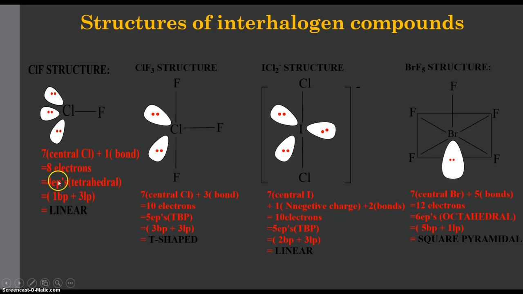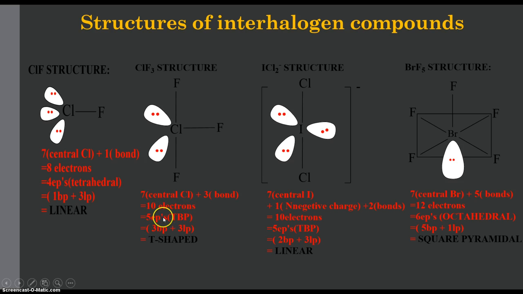That means 4 electron pairs means the structure should have been tetrahedral, but among these 4 electron pairs, one is bond pair and 3 are lone pairs. So structure should have been tetrahedral, but actually the structure is linear. Now, applying the same concept of VSEPR theory, we can predict the structures of the rest of the compounds. Now ClF3, in the central chlorine atom 7 electrons, the chlorine atom is making 3 bonds, so plus 3 electrons due to the formation of 3 bonds, so total 10 electrons.